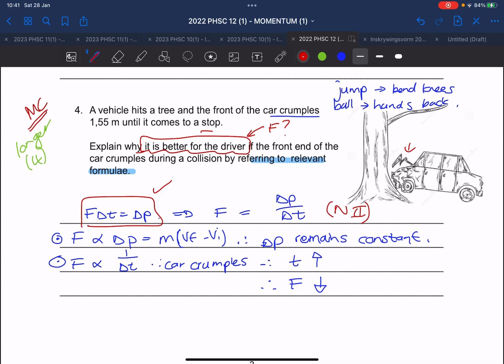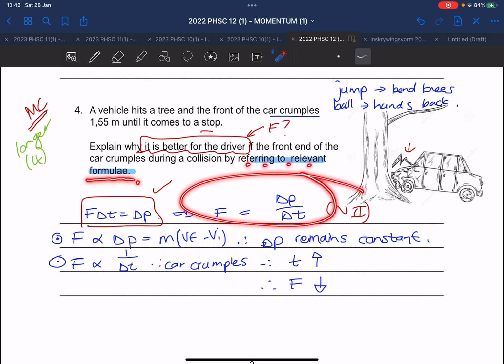So that is why I took my impulse formula and I rearranged it so that I just get F as the subject of the formula. I took the t out, so it's the change in momentum over the change in time. And that is Newton's second law in terms of momentum. So they can also ask by referring to Newton's second law in terms of momentum. So then it's that one there.